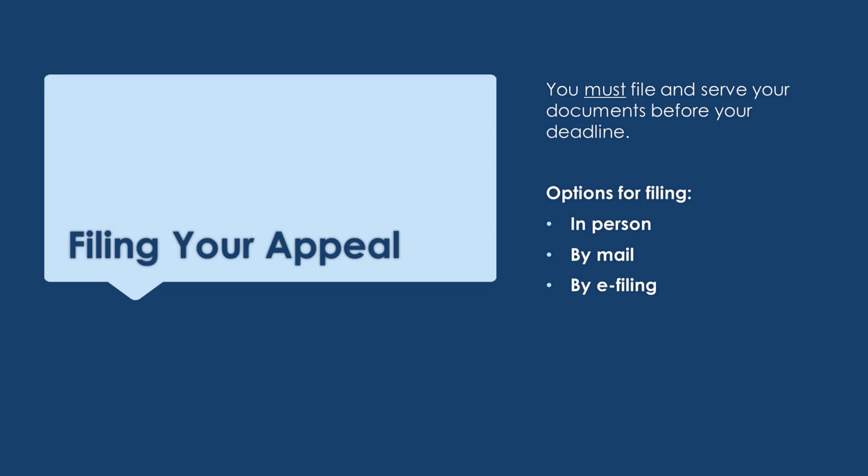To file your documents in person, bring them to the Clerk of Appellate Court's office in the Minnesota Judicial Center in St. Paul during normal business hours. To file your documents by mail, send them addressed to the Clerk of Appellate Courts with correct postage. Your appeal will be considered timely if you mail it by your deadline with the correct address and correct postage, even though it won't arrive on that date.